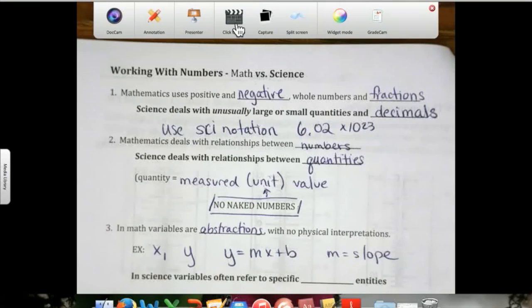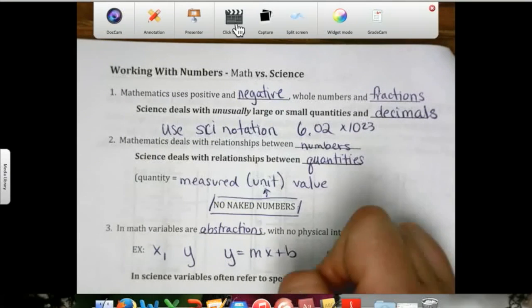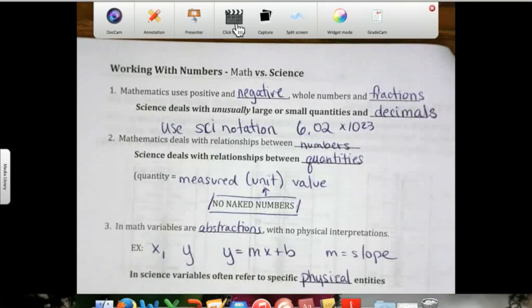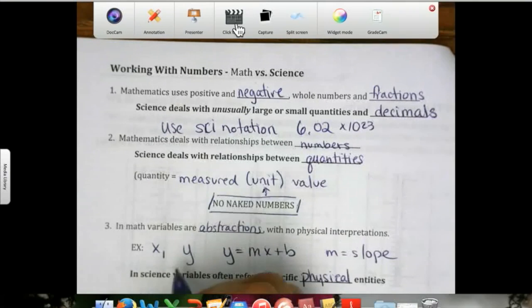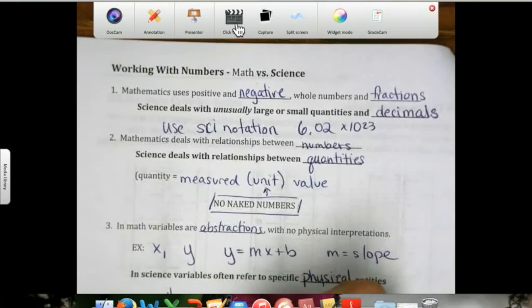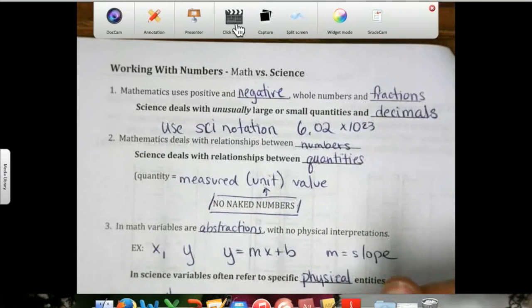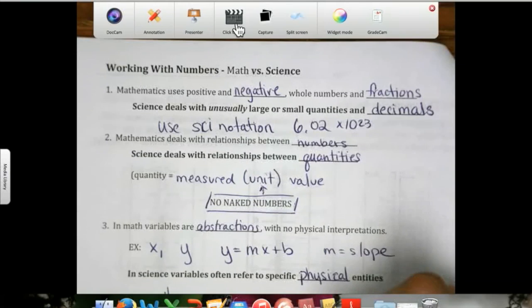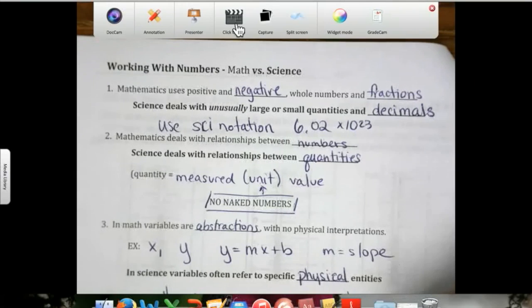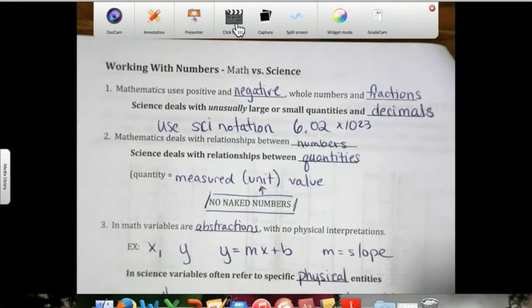However, in science, variables often refer to specific physical entities. So they're referring to actual things. So, for example, we did volume and mass with our soda lab, and we'll see that this y equals mx plus b, if we use that same equation, in this case, m is still your slope, but the slope actually represents something, an idea, and that thing or idea is then the density of what you are looking at.